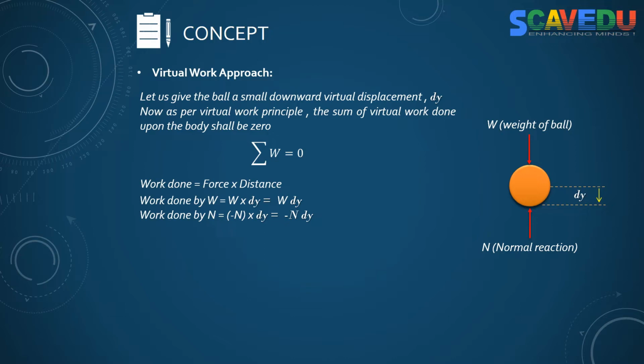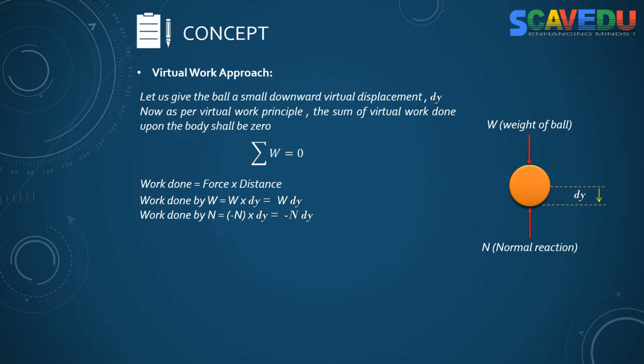Now what will be the work done by the normal reaction? Again, simple, it should be equal to N into dy. But the only thing is, you can see that the normal reaction force is acting upward, but the displacement is acting downward, so the work will be negative. So I am taking that work as negative, so the work done by N is minus N dy.